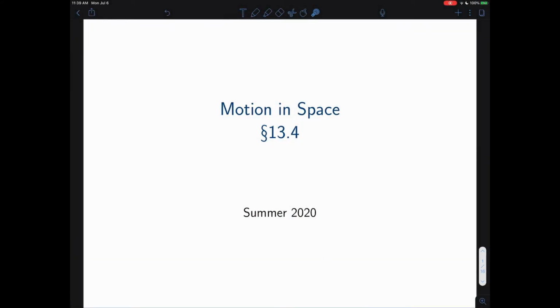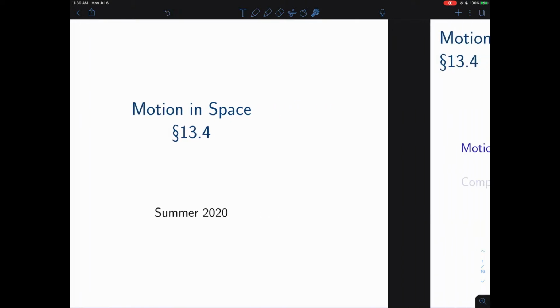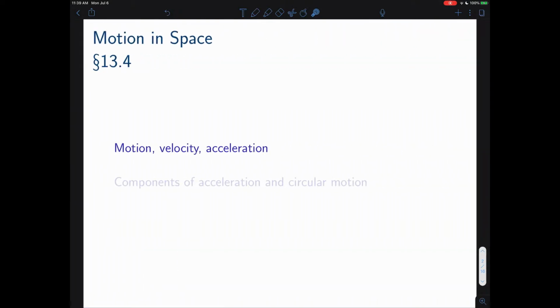Hi, we're going to talk about motion in space. This is section 13.4 of the Stewart textbook. We'll talk about motion, velocity, and acceleration, and then we'll talk about components of acceleration, so decomposing acceleration into components, and circular motion.